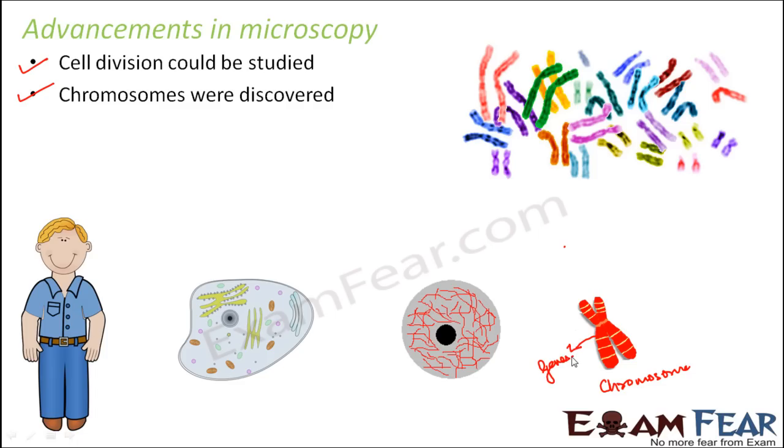There can be thousands of genes located on a single chromosome, and each gene controls a particular trait. That is why we have so many traits in our body, right? All these traits are controlled by the genes which are located on the chromosome.